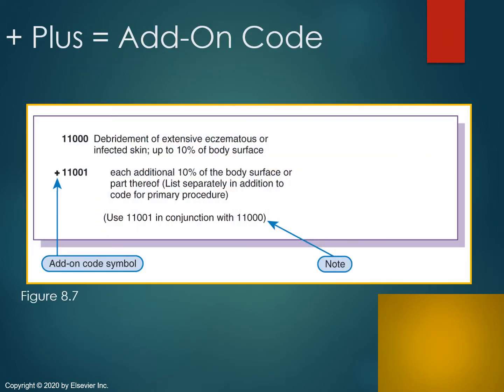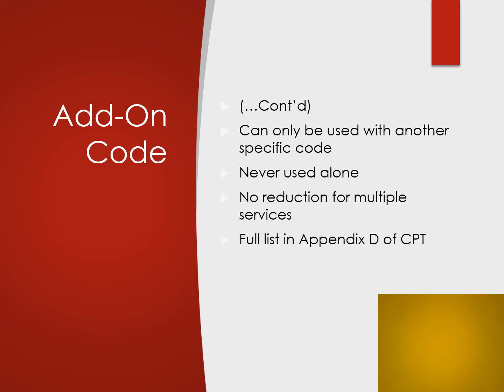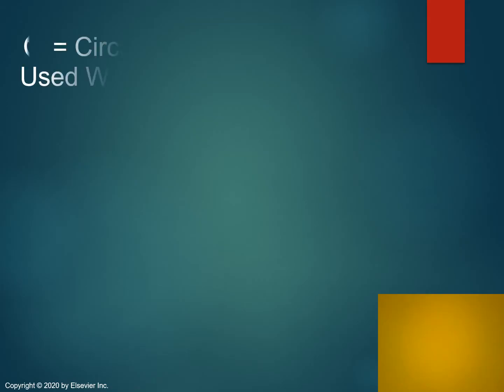A plus symbol means an add-on code. The code right over here doesn't have the plus symbol. This is called a standalone code. And here we have the plus symbol, which is an add-on code. The add-on code can never, ever, ever be used alone. Add-on codes can only be used with another specific code.